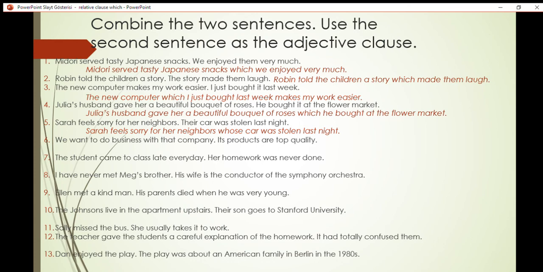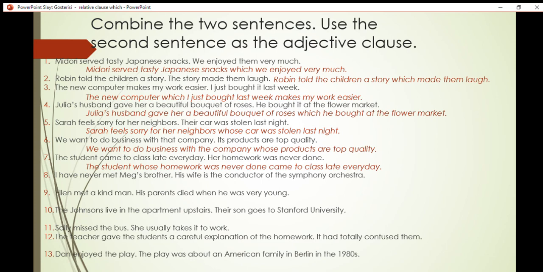6. We want to do business with that company. Its products are top quality. We want to do business with the company whose products are top quality. 7. The student came to class late every day. Her homework was never done. Whose homework? The student's homework. So the student, whose homework was never done, came to class late every day.